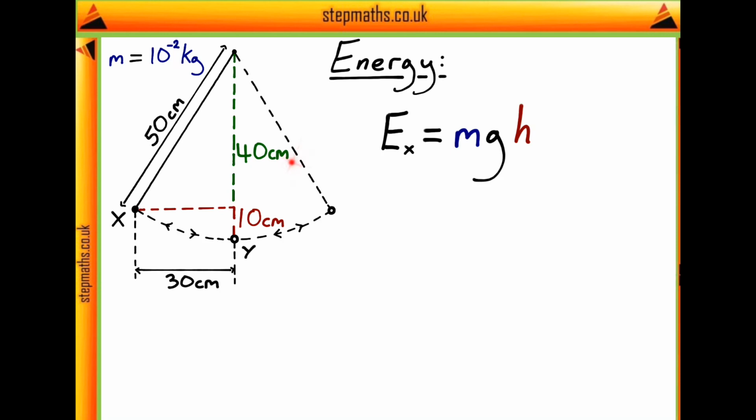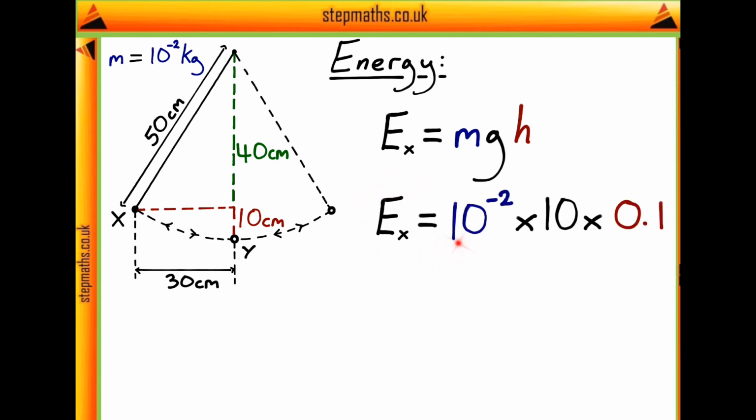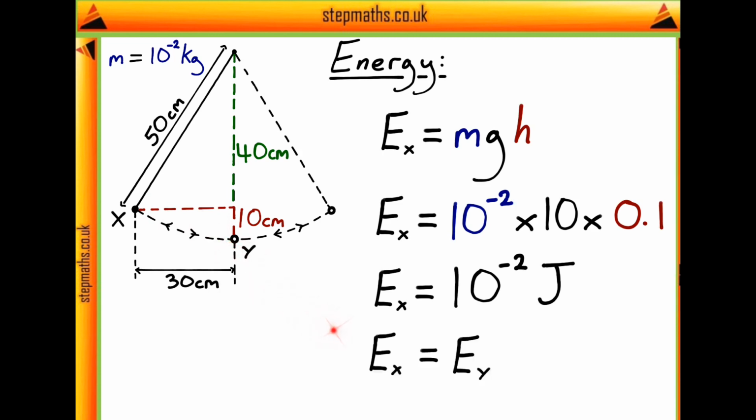Now that we know these two distances, we can go ahead and put them on our diagram and substitute in our 10 centimetres to our equation for energy. So the potential energy is going to be the mass of our bob, which is 10 grams, or 10 to the minus 2 kilograms, multiplied by our acceleration due to gravity, which is just 10 metres per second squared, multiplied by our height of 10 centimetres, or 0.1 metres. This gives a final answer of 10 to the minus 2 joules. And then since this is the energy at position x, and by conservation of energy we know that the energy at x and y is the same, then this is also going to be equal to the energy at y. So the energy at y is just going to also be 10 to the minus 2 joules.